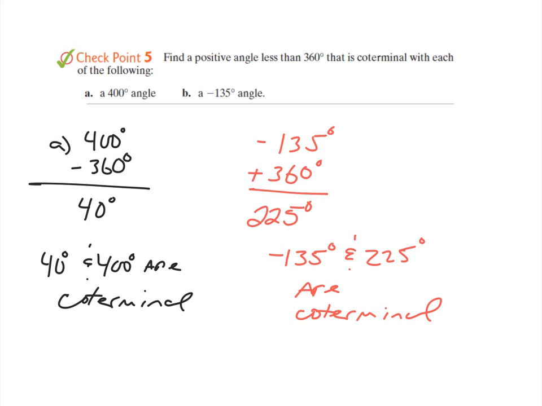Okay, so hopefully you got the same answers. In the first one, we just subtracted 360 degrees to get 40 degrees, telling us that 40 degrees and 400 degrees are coterminal. For the second one, we added 360 to negative 135 to tell us negative 135 degrees is coterminal to 225 degrees.